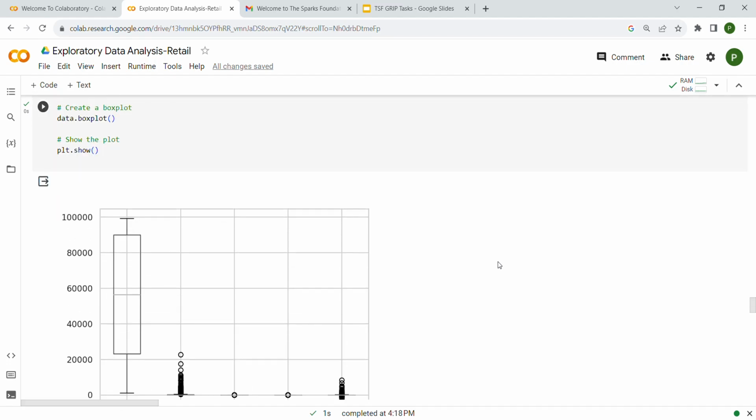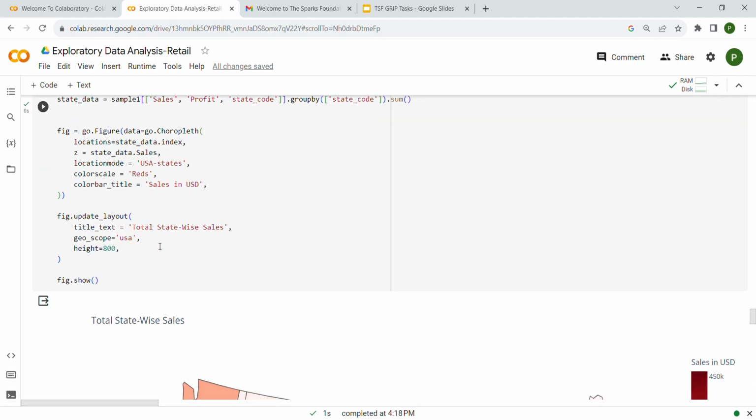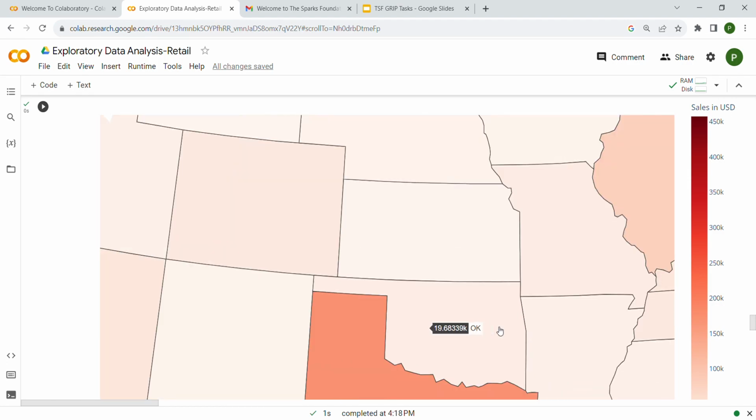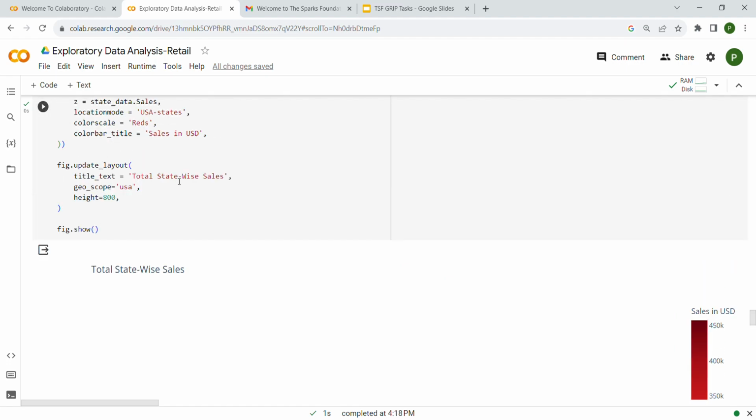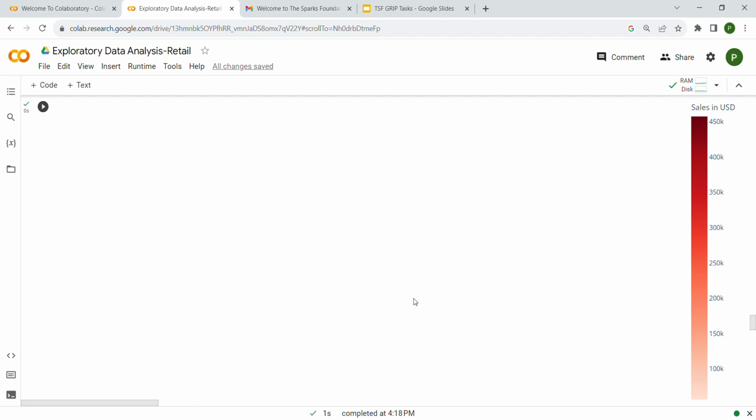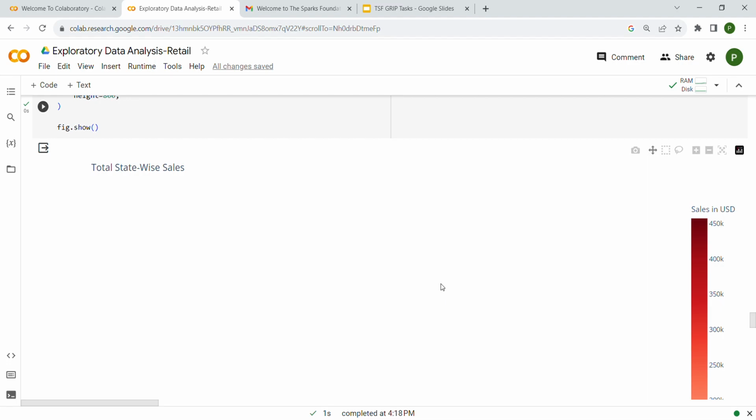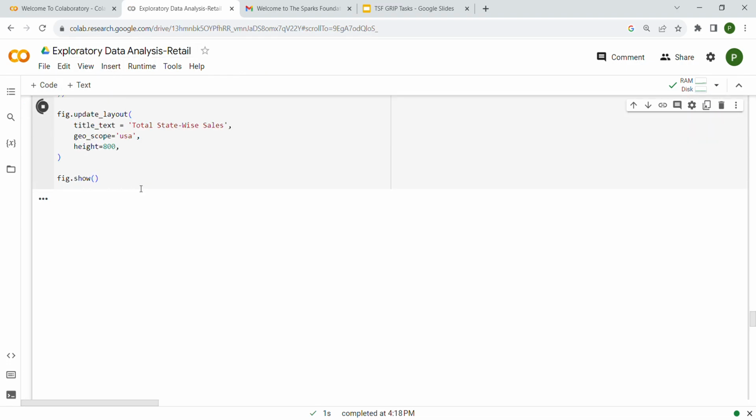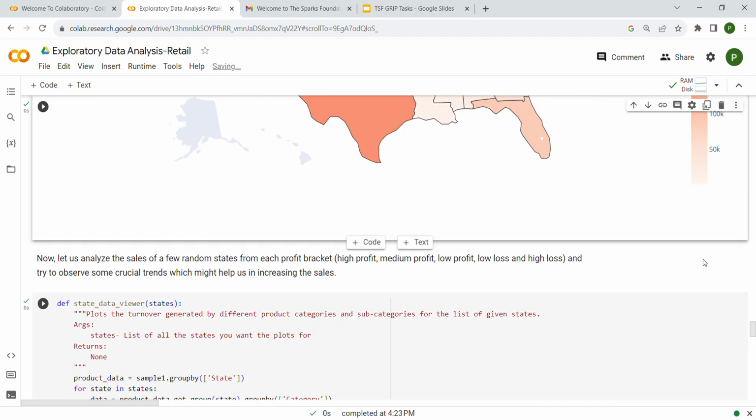After that, the box plot. This box plot we can see. And this output, what is this? This is showing us the total state-wise sales through this graph. Through this graph, we can see the total state-wise sales. You can see the total state-wise sales.